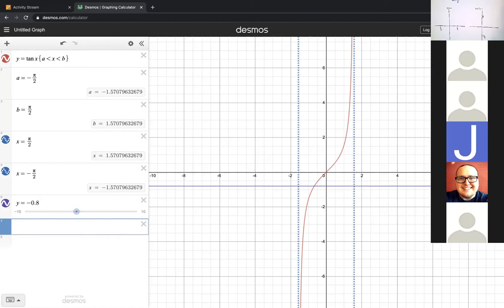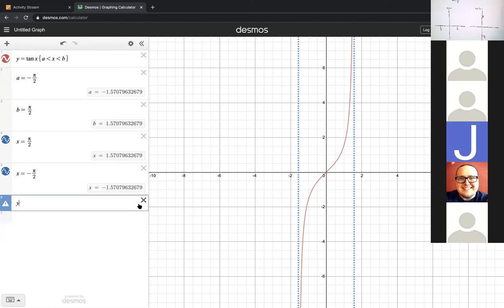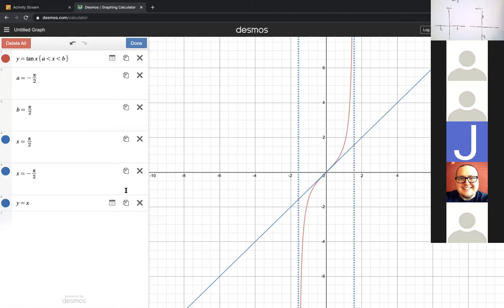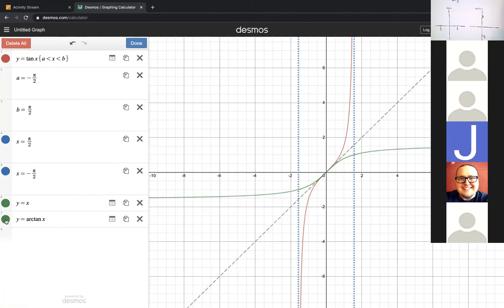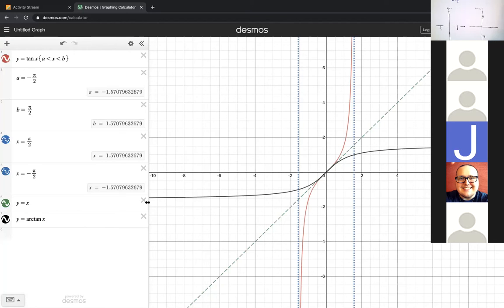And then what's going to happen with the inverse function, maybe get rid of this horizontal line, is we're going to mirror tangent across the line y equals x. Make that a different color maybe. There we go. So let's graph in arctangent. And there it is. Let's make it red, or the black will work. Okay, so arctangent is in black.